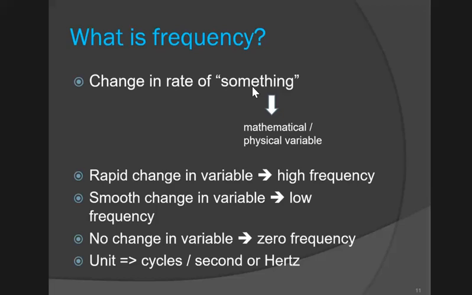Now we will see what is frequency. It represents the rate of change of something. When the rate of change is very high, we say the frequency is very high. So when we have a rapid change in the variable, that represents high frequency, and a smooth change in the variable represents low frequency. And if there is no change in the variable, that represents zero frequency. Generally we measure frequency in cycles per second, or the unit of frequency is hertz.